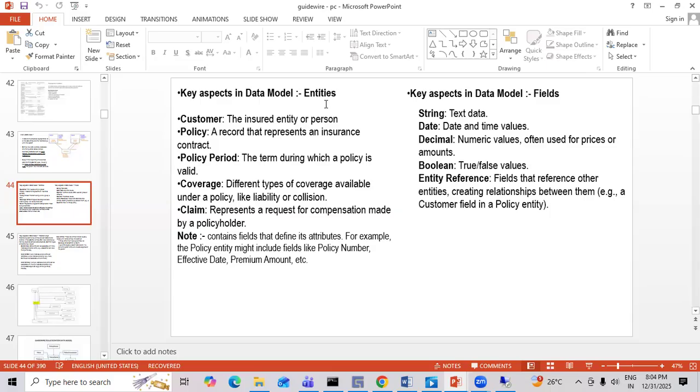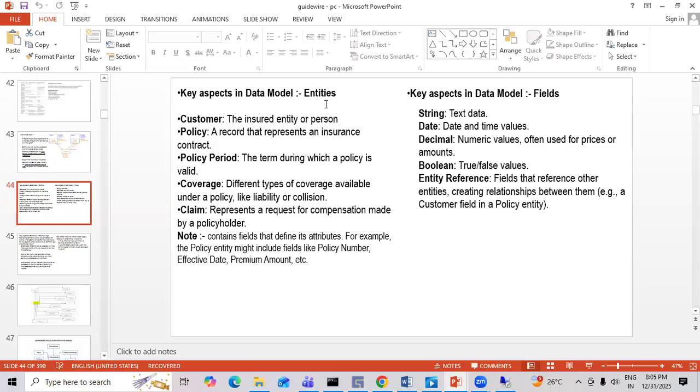All these things will be part of key aspects in the data model entity. Okay, that is one. These are all entities I am referring to. Data model entities: a customer can be an entity, policy can be an entity, policy period can be an entity, coverages can be one, claim can be. These are all entities under the data model. Next, data model fields.